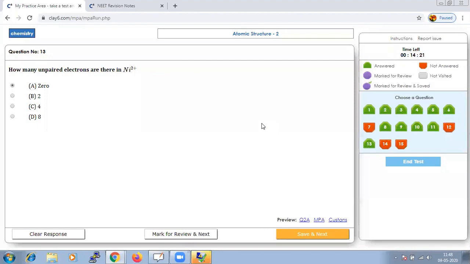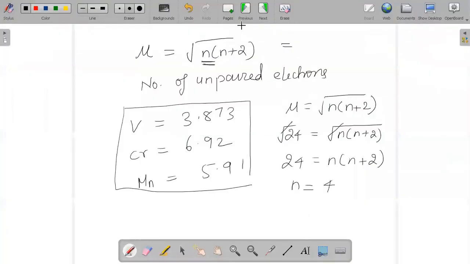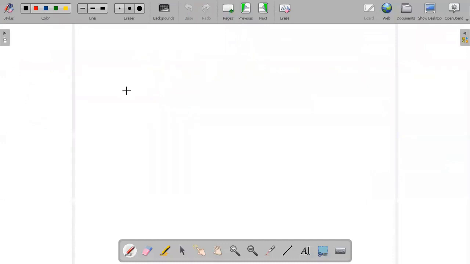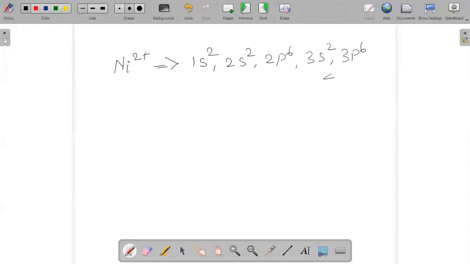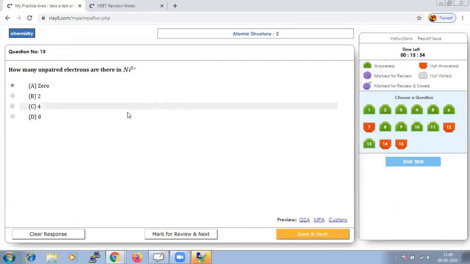So if I do the electronic configuration of your Ni2+, it's very simple. Ni2+ will be 1s2, 2s2, 2p6, 3s2, 3p6 and 3d8. So when you are doing an electronic configuration, you should be able to find out that your Ni2+ is having 2 unpaired electrons.